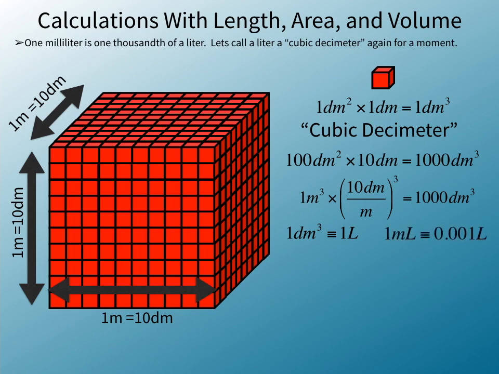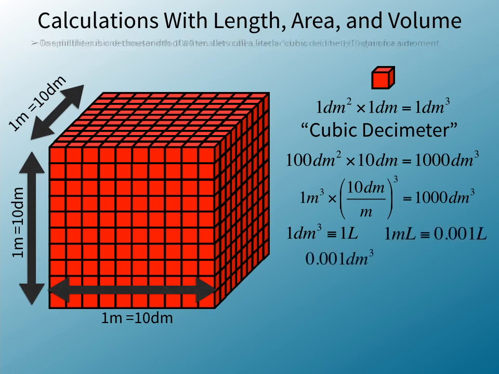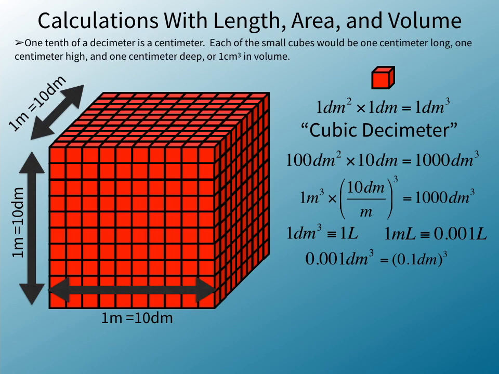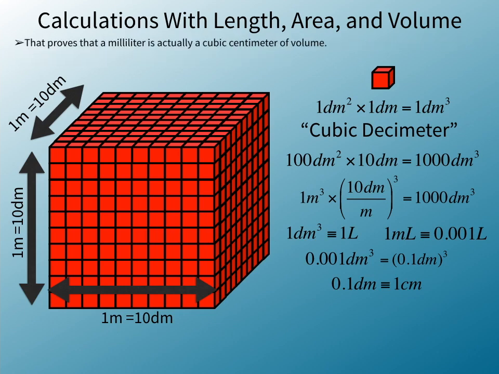Let's call a liter a cubic decimeter again for a moment. To split the cubic decimeter into 1,000 smaller cubes, each cube would be 1/10 of a decimeter on a side. 1/10 of a decimeter is a centimeter. Each of the small cubes would be 1 centimeter long, 1 centimeter high, and 1 centimeter deep, or 1 cubic centimeter in volume. That proves that a milliliter is actually a cubic centimeter of volume.